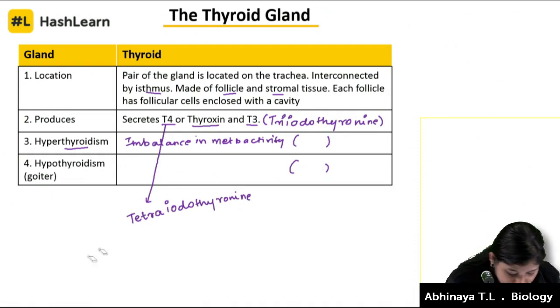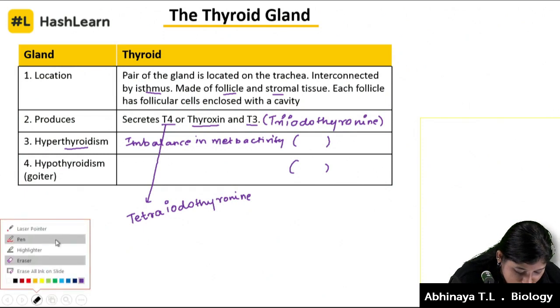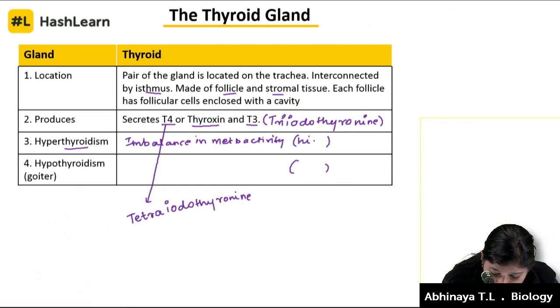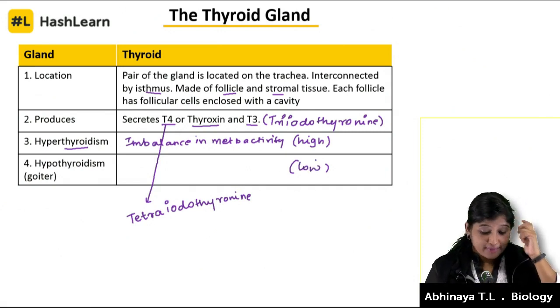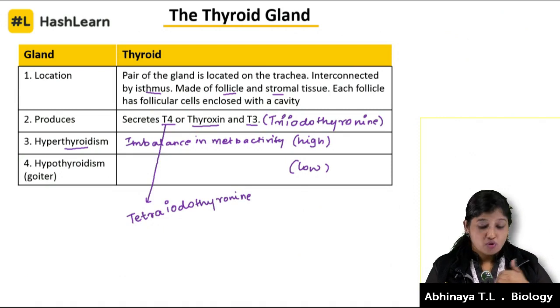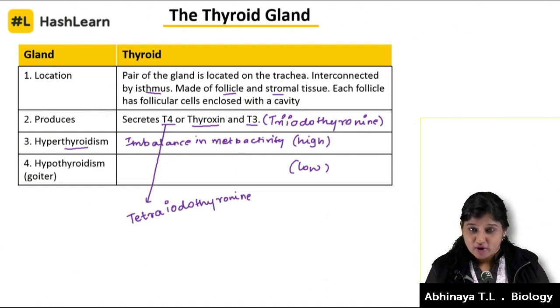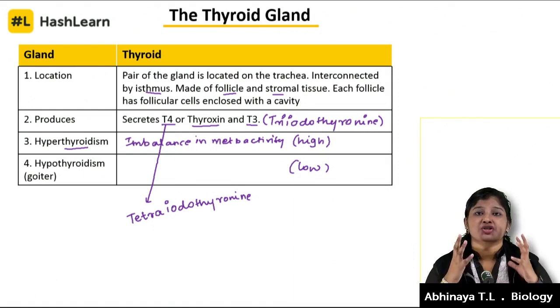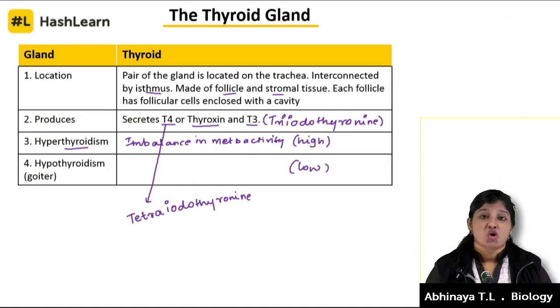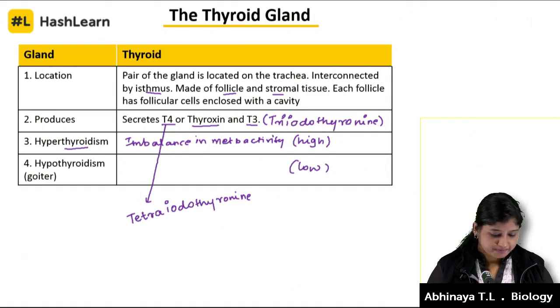I'll just erase that. As the name suggests, hyper is high. Hypo is low. So when there is low secretion of these hormones, it is going to lead to obesity, as I told you, and you have this problem called goiter. If you see an enlarged thyroid gland, the gland becomes enlarged and you get goiter. That's another symptom showing that there is low thyroid hormone production.